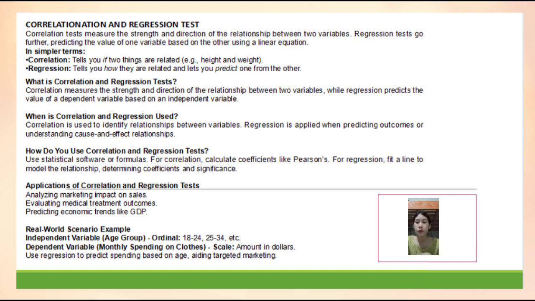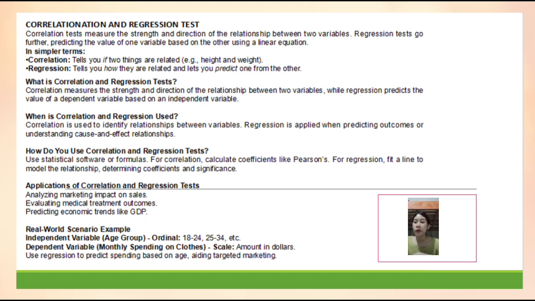The test I chose is the correlation and regression test. Correlation tests measure the strength and direction of the relationship between two variables. Regression tests go further, predicting the value of one variable based on the other using a line equation. In simple terms, correlation tells you if two things are related, for example, height and weight. Regression tells you how they are related and lets you predict one from the other.